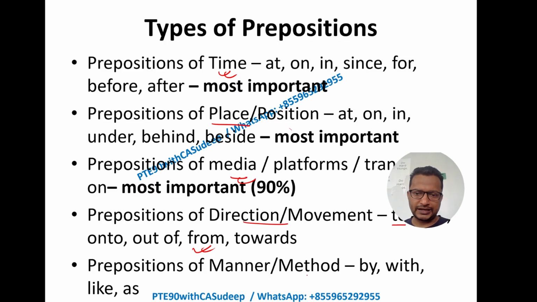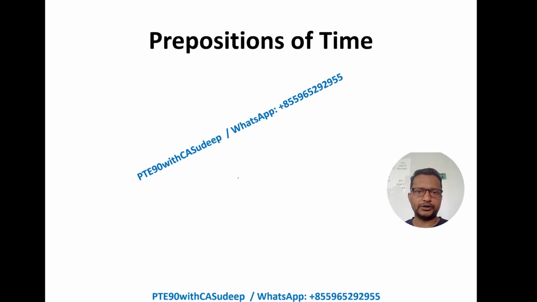Preposition of manner or method or media, like by. So I'm teaching by using this, by. I'm cutting grass with a sickle, right? So with. So depending upon the context, when you use by or with, this is also something we are going to learn. So the important one is preposition of time, right?